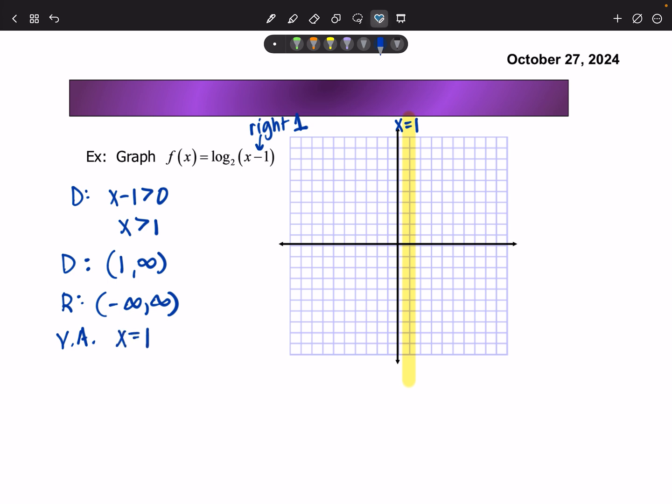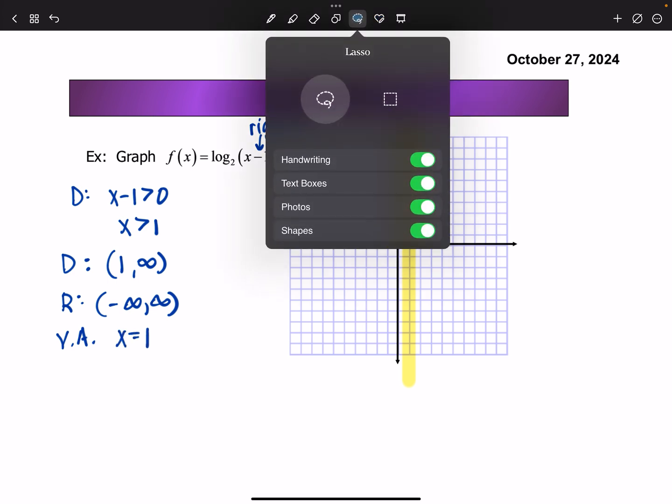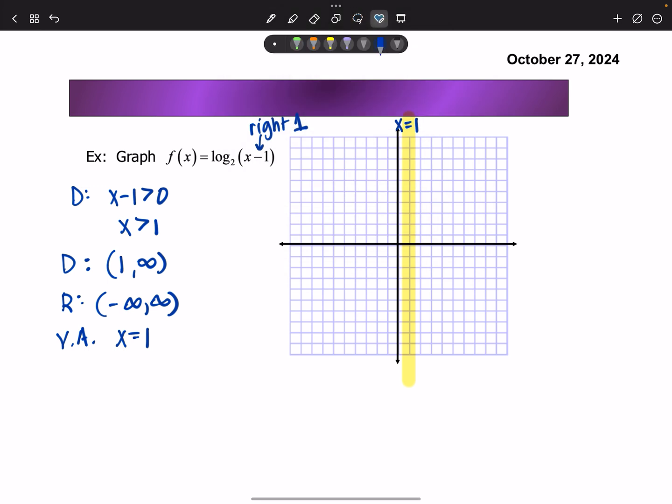And now we need to plot some more points here and see what we have. Actually, there is one more thing we can do. We can take x minus 1, set it equal to 0, x equals 1. That's another way to get your vertical asymptote. So just keep that in mind, that's another way to get that vertical asymptote.